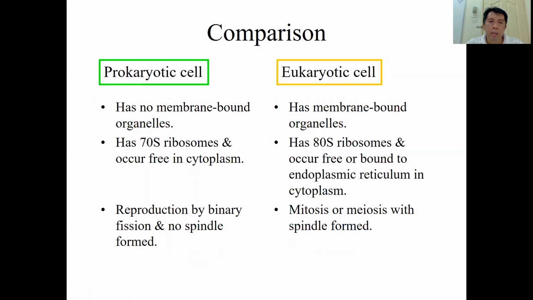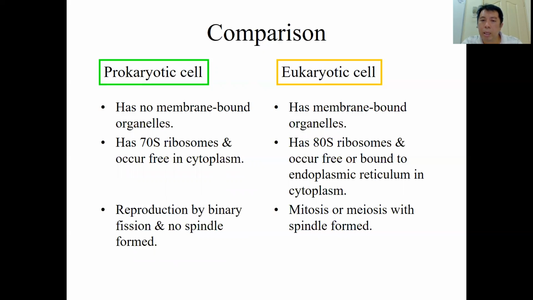All right. Then the prokaryotic cell has no membrane-bound organelles. As I told you, there are no Golgi apparatus, ER, lysosome, mitochondria, and chloroplast. But the eukaryotic cell has them. And the ribosome in the prokaryotic cell is 70S, which occurs free in the cytoplasm because they have no ER, so the ribosome cannot attach to it.